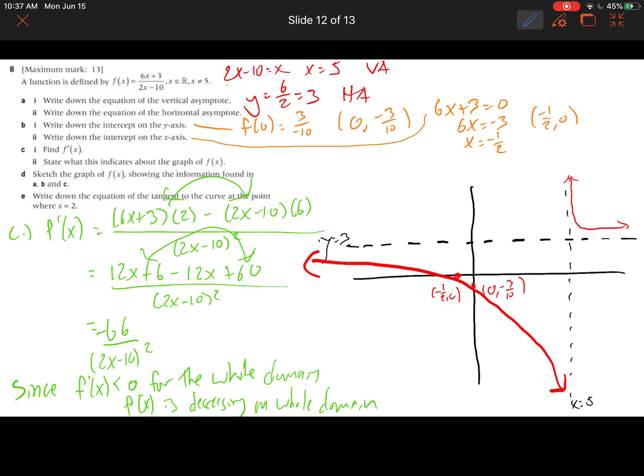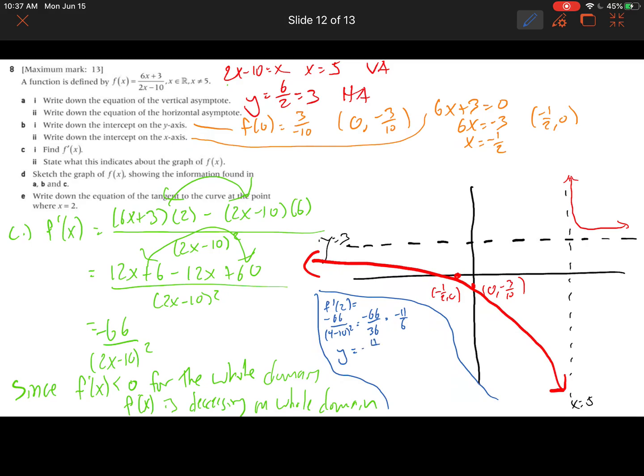Write down the equation of the tangent to the curve at the point where x is equal to 2. Let's try to carve out some room over here for me to do that. We're going to find f prime of 2, which is going to be negative 66 over 4 minus 10 squared, which is negative 66 over 36, which is negative 11 sixths.